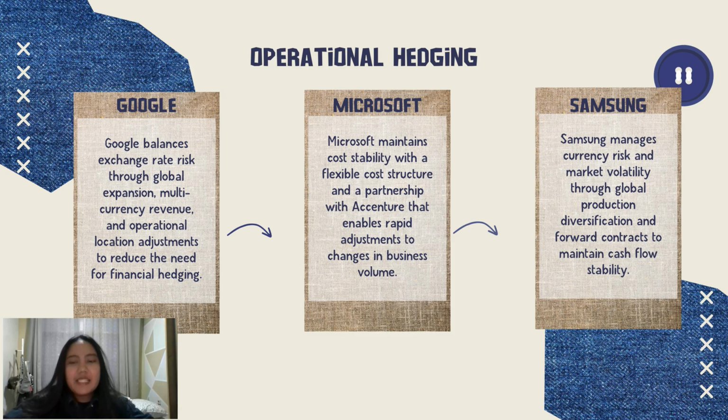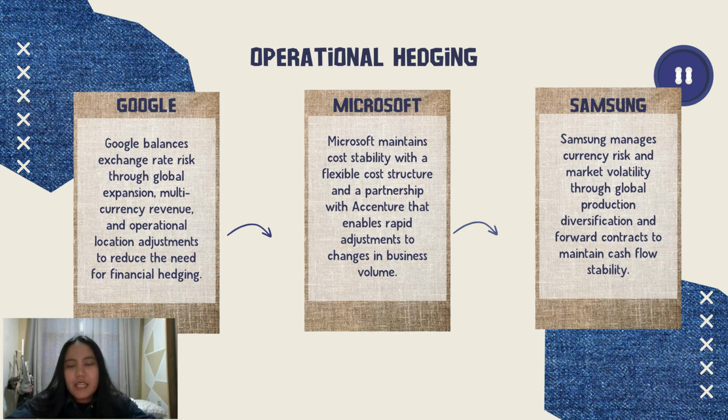Okay, and there are three companies, which are Google, Microsoft, and Samsung, that do operational hedging in their companies. The first one is Google. Google uses operational hedging through global expansion and revenue sharing in multiple currencies to balance exchange rate risk. The company also adjusts production, location, and cloud service to reduce the impact of regional economic volatility and minimize the need for direct financial hedging.